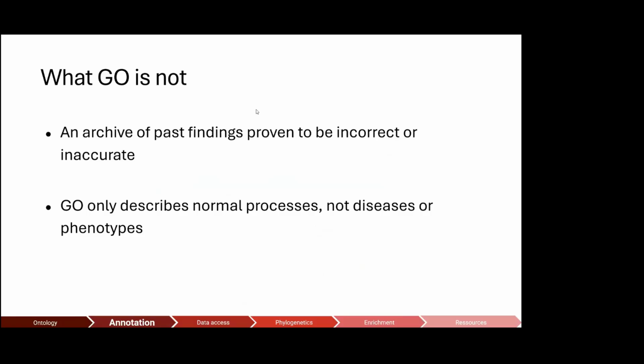One important thing is what GO is not. GO is very dynamic, as Pascal said, and it's not an archive of past findings proven to be incorrect or inaccurate. Meaning that if we annotated 10 years ago a protein as a kinase, and it has been shown later on that it's not a kinase, then we remove the annotation. So a lot of annotations can be removed when proven wrong, and GO terms, as Pascal said, are sometimes obsolete because they don't correspond to what we would like to represent. So it's dynamic. That's the key message.